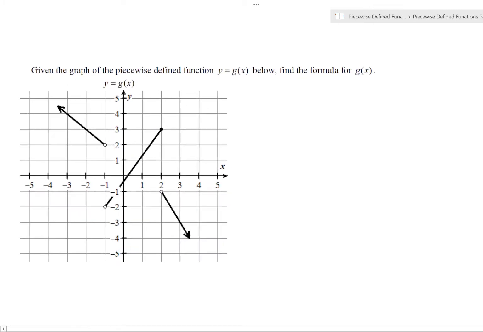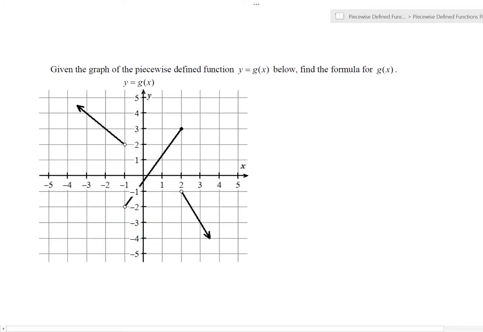This example is one where, as you can see, we are given the graph of a piecewise defined function. We would like to find the formula for this function, which we're calling g of x here. We can see each piece of the function is linear, so we're going to find each of those linear functions. But now we have to say, where are these linear functions defined? They're not defined everywhere, only on particular intervals of the input x.